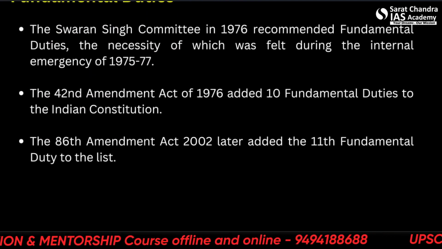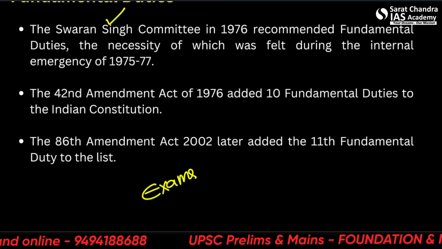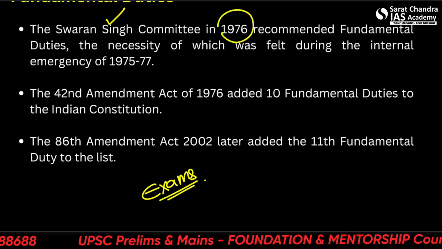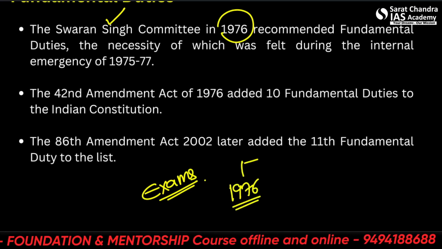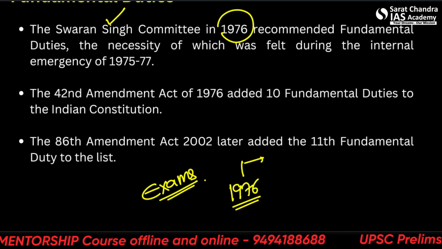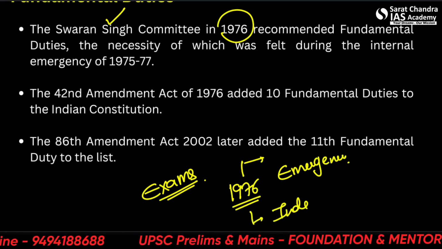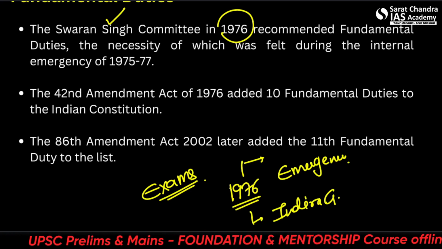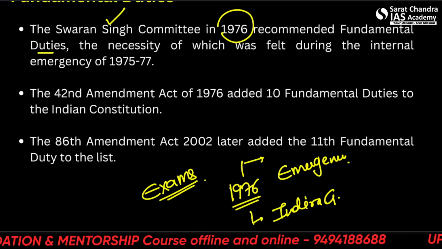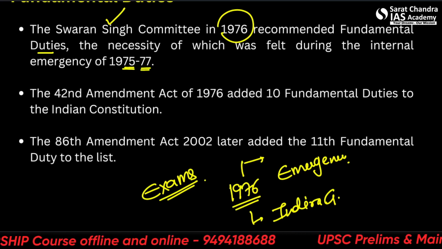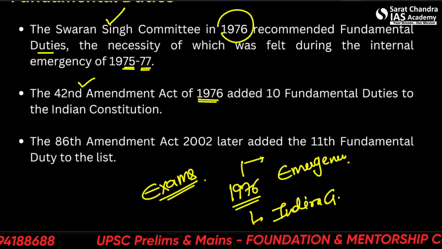The Swaran Singh Committee. Please remember the name of this committee. It's very important and sometimes is asked in the exams. In 1976, it recommended, 1976. I hope you remember this era. Not that you were born in this era, of course, but from the textbooks and the knowledge that this was an era of emergency during the period of Indira Gandhi's government. So the Swaran Singh Committee in this period recommended fundamental duties, the necessity of which was felt during the internal emergency of 1975 to 77. The 42nd Amendment Act of 1976 added 10 fundamental duties to the Indian Constitution.